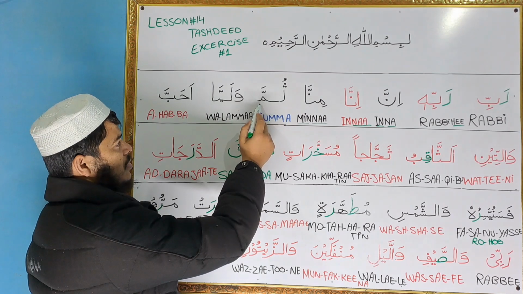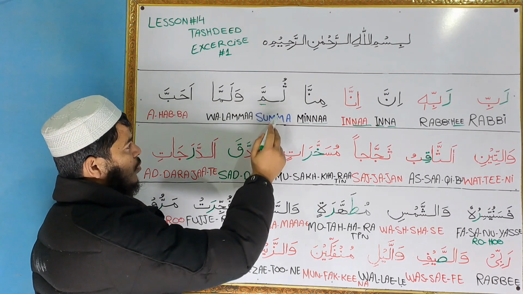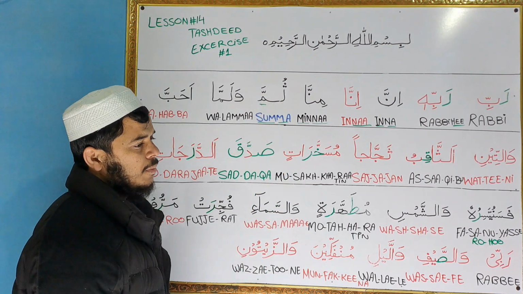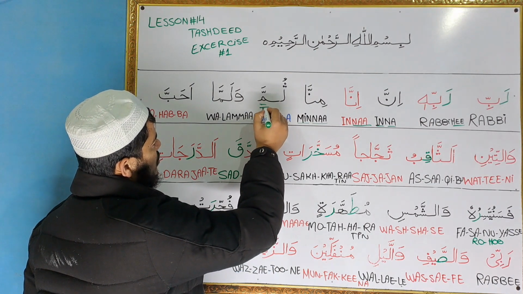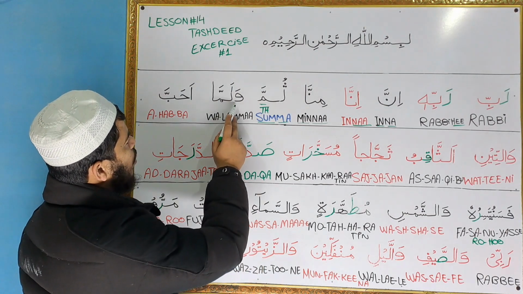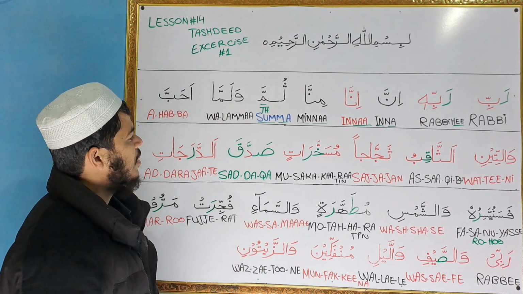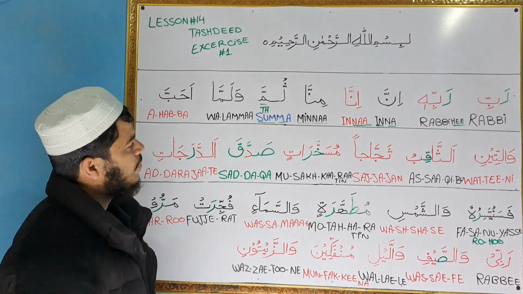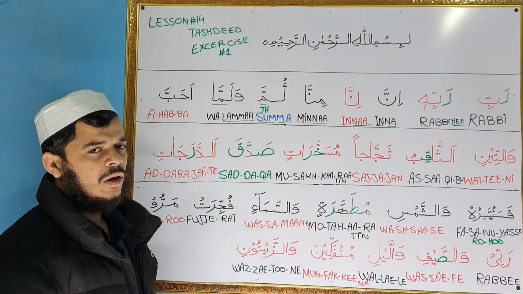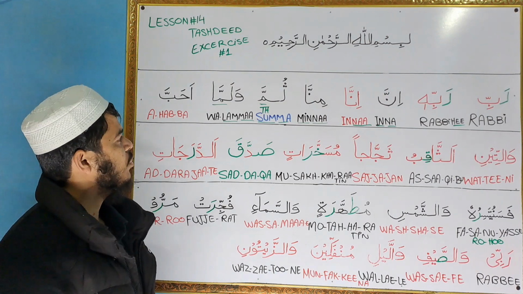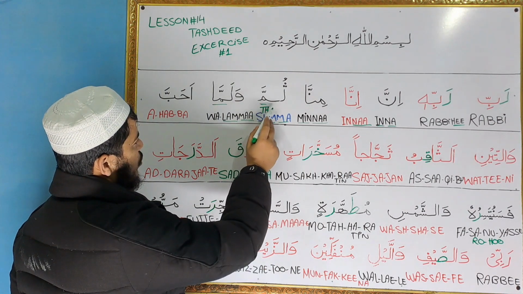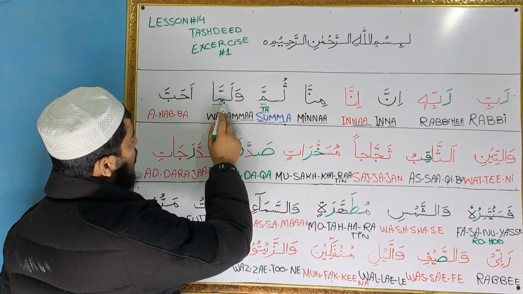Then tha will be mixed up with mim. Tha, mim dhamma, thum, mim fatha, ma, thumma. And in some transliterations, th is used instead of s. Waw fatha wa, lam goes to mim. Lam mim fatha, lam, mim alif fatha, maa, walammaa. We will do ghunna there whenever mim comes with shadda. We will do ghunna there as well. Thumma, walammaa.